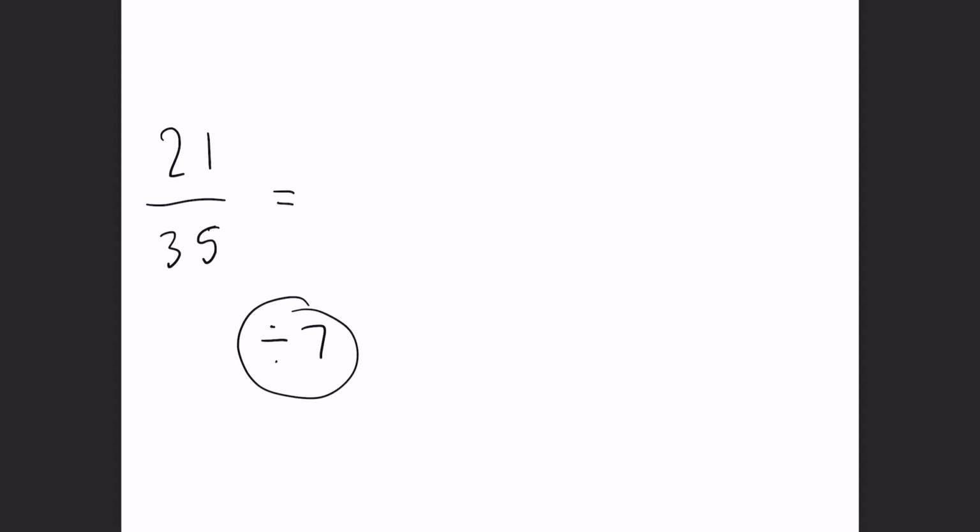So again, whatever we do to the top, we have to do to the bottom. So we divide both of them by 7. So 21 divided by 7, we get 3. And 35 divided by 7, we get 5.